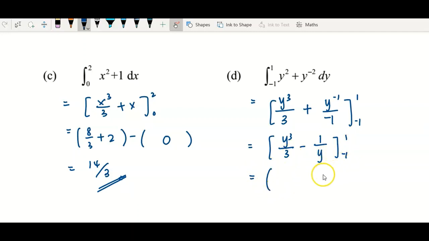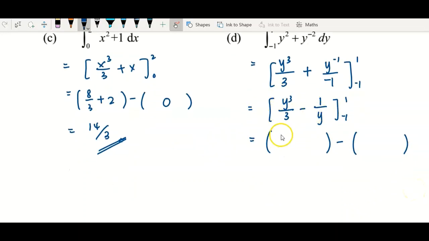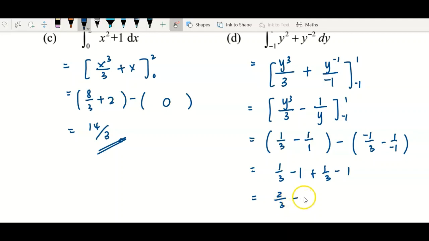Now you can have 2 brackets and substitute your upper limit and lower limit inside. Substitute 1 inside, you have 1 over 3 plus 1 over 1. Substitute the lower limit, you have -1 over 3 minus 1 over -1. We just simplify, you have 1 over 3 minus 1 plus 1 over 3. For this one, negative multiplied by negative, you get positive. Positive multiplied by negative, you get -1. Alright, so you have 2 over 3 minus 2. Okay, finally you have -4 over 3.